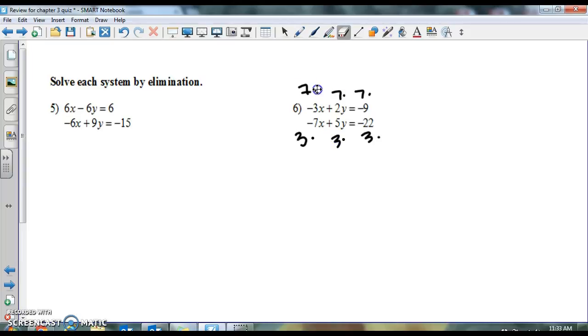Well, that would make a negative 21 and a negative 21. Well, those aren't going to cancel because they're both negative. So I'm going to have to attach a negative with one of them. So maybe I'll choose the top. No matter what way you do this, you'll still get the same answer.